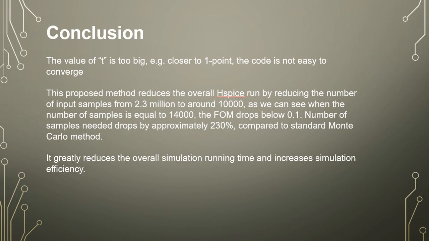Second, as we can see, the proposed method greatly reduced the overall SPICE run by reducing the samples from 2.3 million to approximately 10,000. The decreased percentage is around 230%, which is a huge number. So overall, this algorithm greatly reduced the overall simulation running time and increased the simulation efficiency by reducing the number of input samples. Thank you very much.